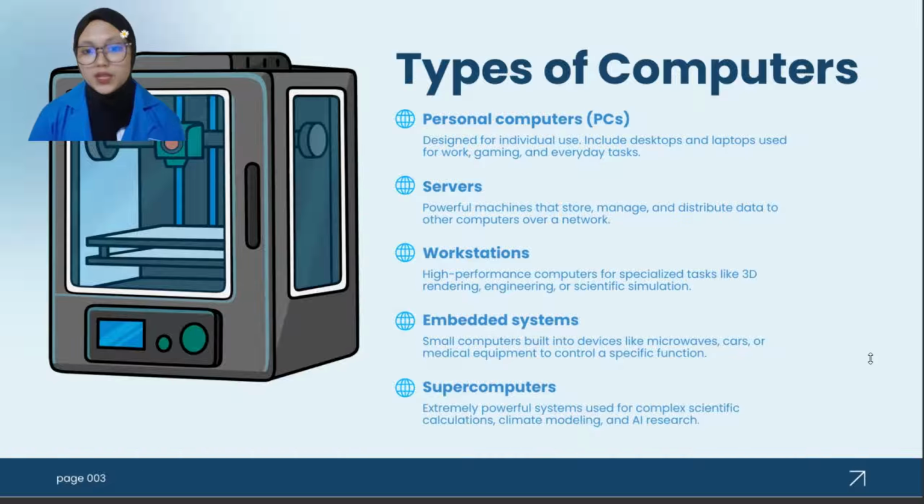Number 4 is embedded systems. Smart computers built into devices like microwaves, cars, or medical equipment to control a specific function. Number 5, supercomputers. Extremely powerful systems used for complex scientific calculation, climate modeling, and AI research.